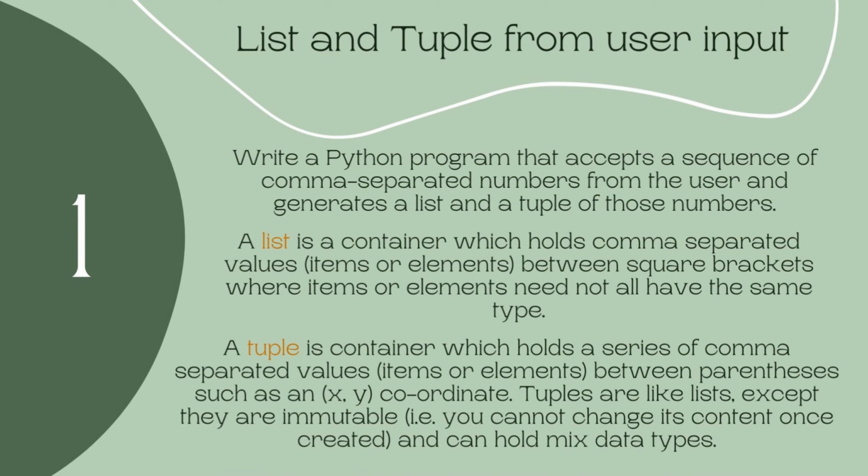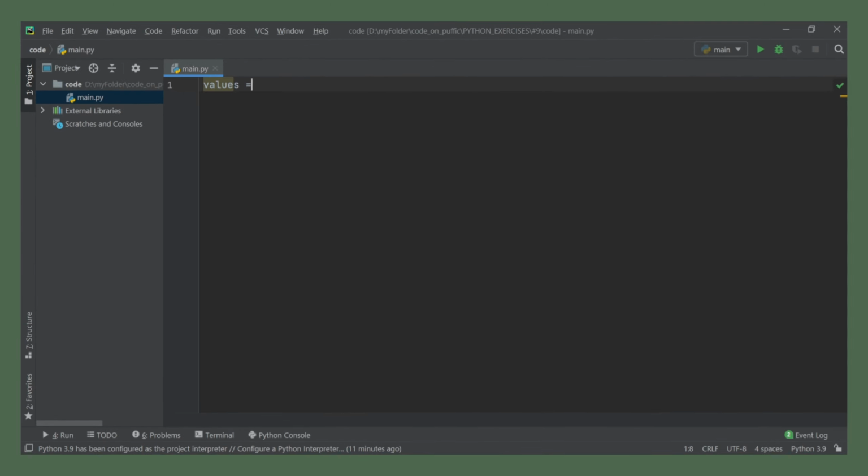A tuple is a container which holds a series of comma-separated values, items or elements, between parentheses such as an x, y coordinate. Tuples are like lists, except they are immutable, i.e. you cannot change its content once created, and can hold mixed data types. And solutions here.